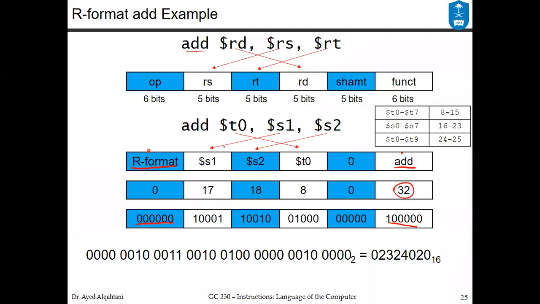Now, going back, for these registers, S1, S2, and T0, we just find their values from the registers table. So T0 is 8, and we know 8 in binary is this way. Remember, this is 5 bits. S1 and S2, we know here that S0 is 16, so S1 must be 17, and S2 must be 18, and this is the corresponding binary representation for 17 and 18. And the shift amount is all zeros. Now we know that this is the machine code for this instruction.